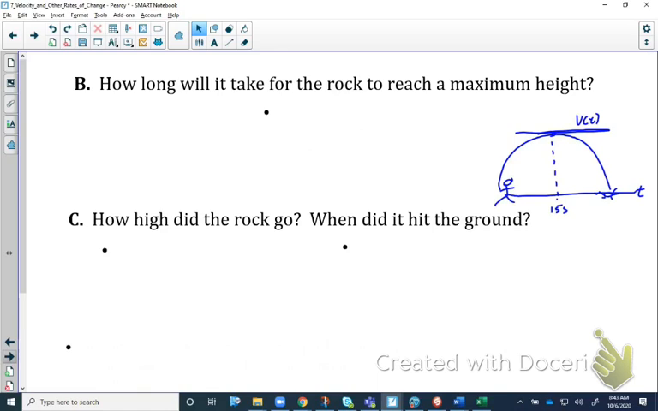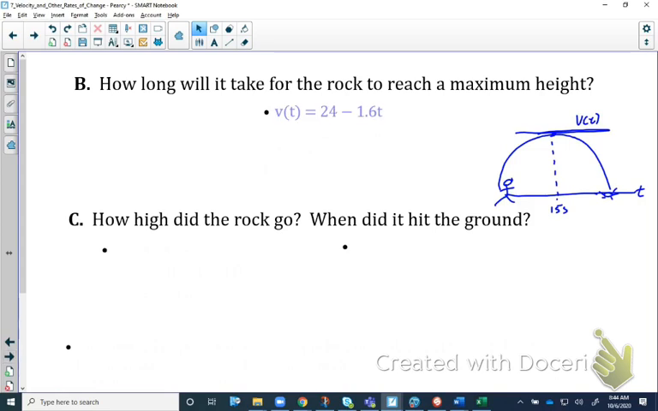Here, example B: how long will it take for the rock to reach its maximum height? The illustration on the right is Neil Armstrong up on the moon tossing a rock into the air. Anytime you throw anything into the air, it's going to have that parabolic motion. What we're looking for is where the height reaches its maximum point, and the velocity of the function is going to be 0 there, because it changes direction at that point. So where it changes from increasing to decreasing at the vertex of the parabola, that's where the velocity is equal to 0.